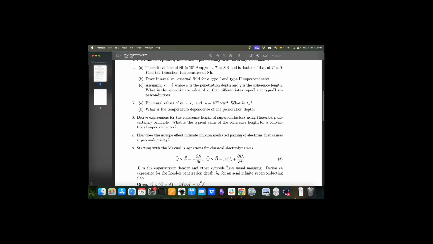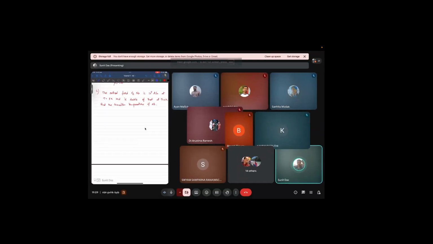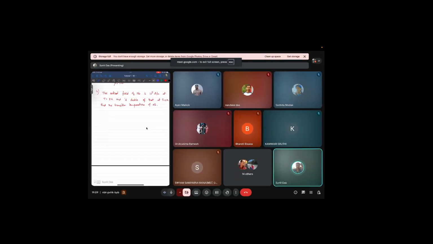Okay, so the question is the critical field of niobium is 10 to the power 5 ampere per meter at T equal to 8 Kelvin, and this critical field of niobium at 8 Kelvin is double of that at T equal to 0 Kelvin. Okay, so what we are actually having is that Hc at T equal to 8 Kelvin is double of Hc at T equal to 0. Now we need to find the transition temperature.